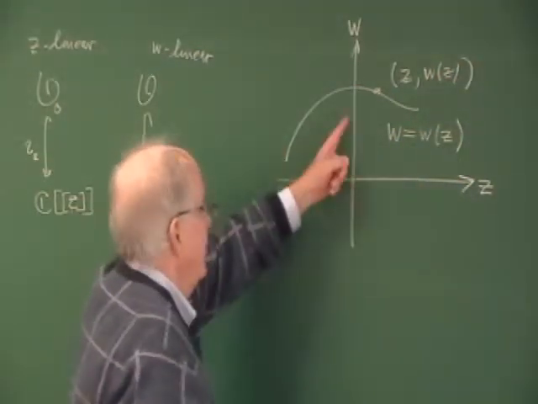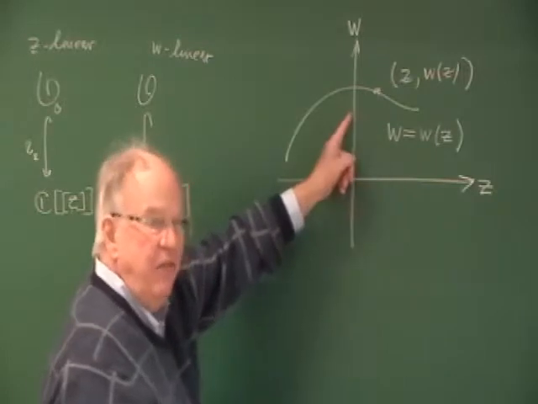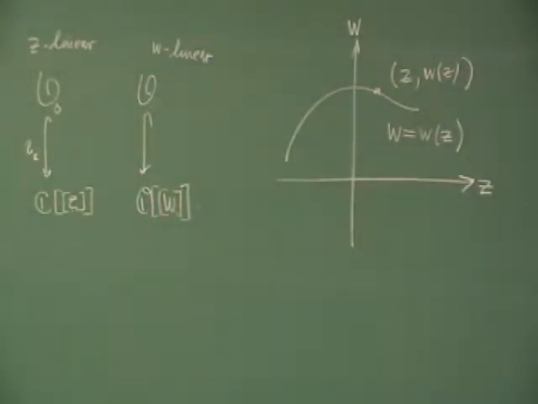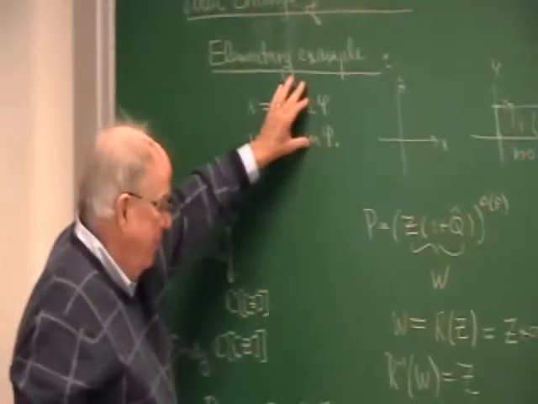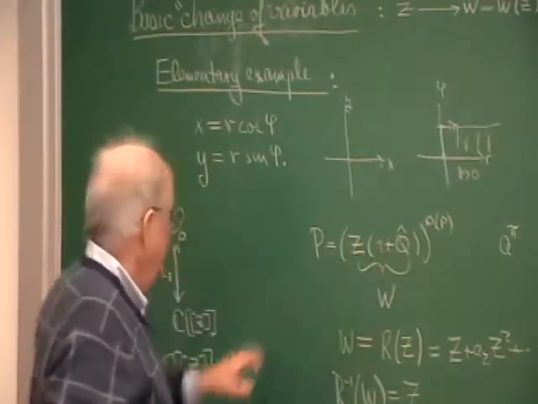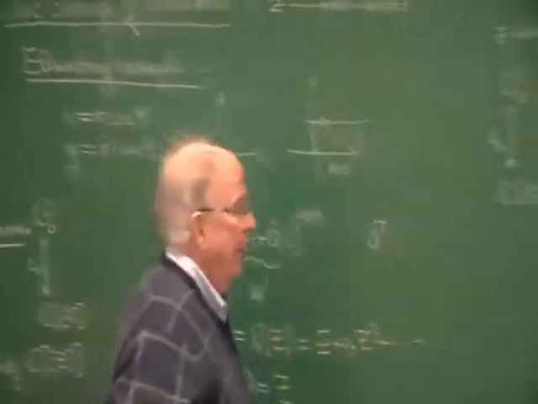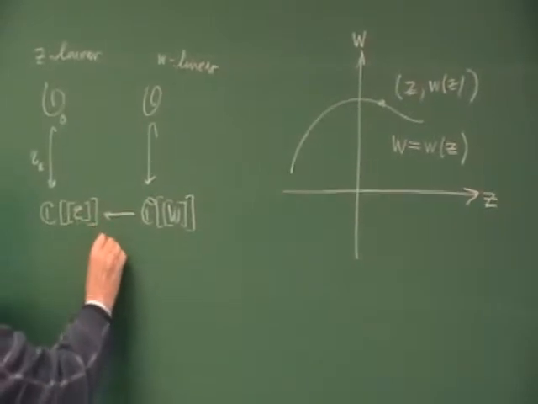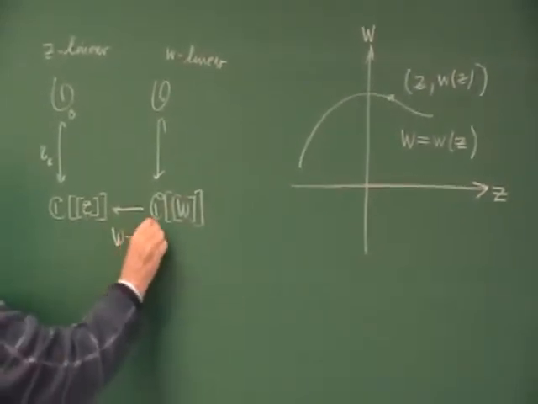You want to relate these variables. You want to change the variables, if you can. I just did it in an example. Here is the way you change variables formally. And here, this mapping is given by W equals P of Z.